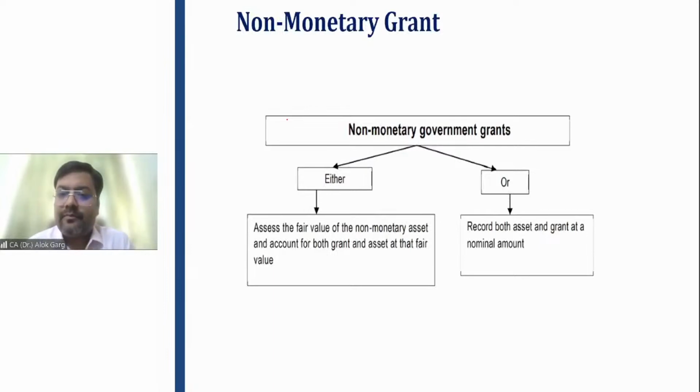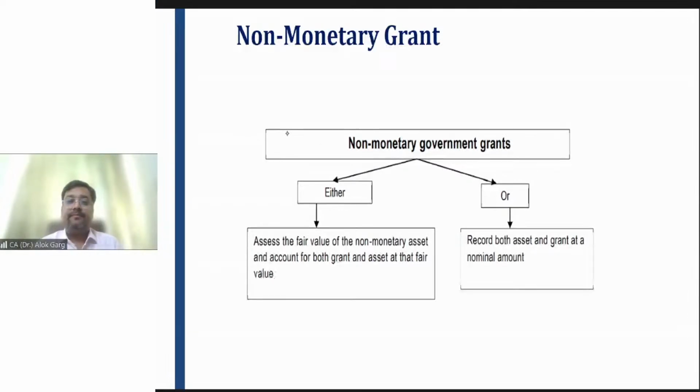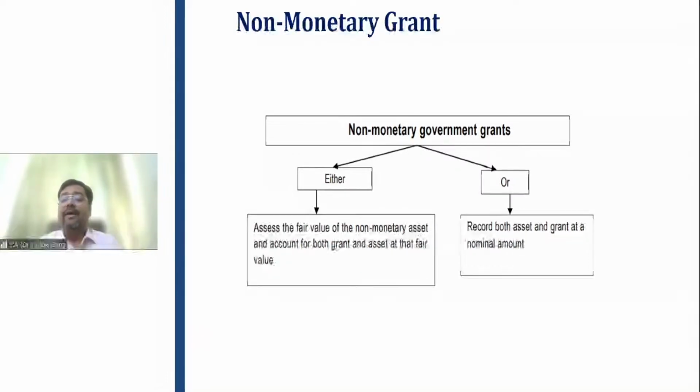So we discussed the basic principle. The basic principle is that the government grant has to be recognized in the manner in which the expenses are getting incurred over the period of the benefits, right? Is that clear? Okay. Now let's discuss non-monetary grant. What is meant by non-monetary grant?